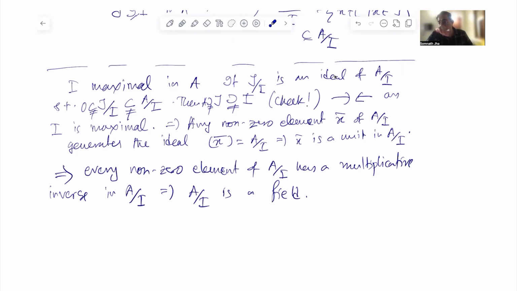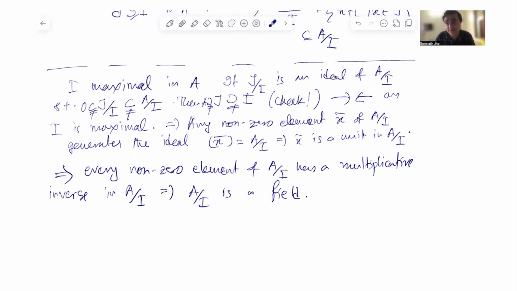So if you take any non-zero element, it generates the whole ring A mod I. That means, in particular, it contains one. The principal ideal generated by x bar is the whole ring A mod I, so one belongs to the ideal generated by x bar. That means there exists y bar so that x bar times y bar equals 1. So x bar is a unit. But x bar was arbitrary, so any non-zero element has a multiplicative inverse, so it is a field.